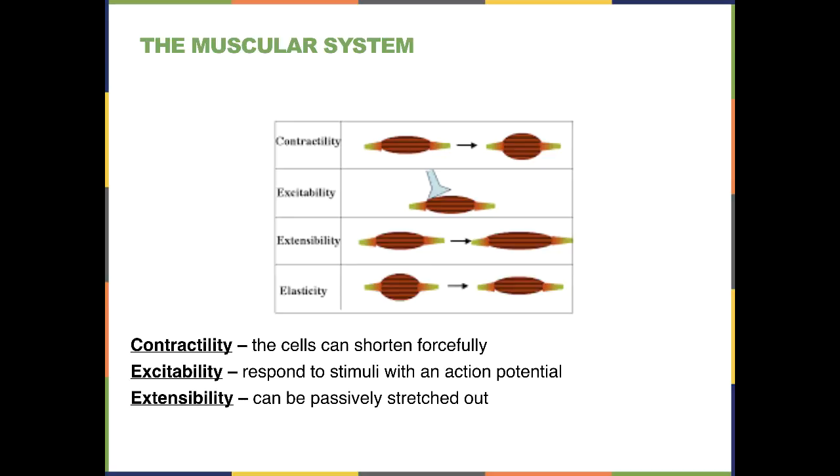The third is that muscle cells are also extensible, which means that they can be passively stretched beyond their natural length. Extensibility is important in increasing the ability of the muscles to do various jobs. And then lastly, they're elastic. And elasticity means that when stretched or contracted, the muscle will naturally return or snap back to its original resting length. And that's what's meant by elasticity.